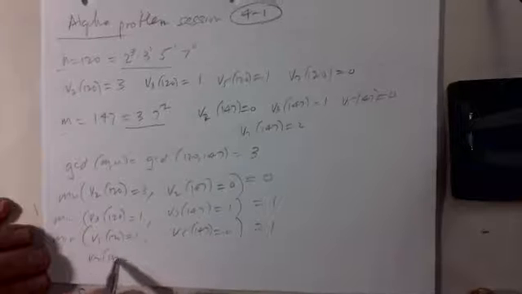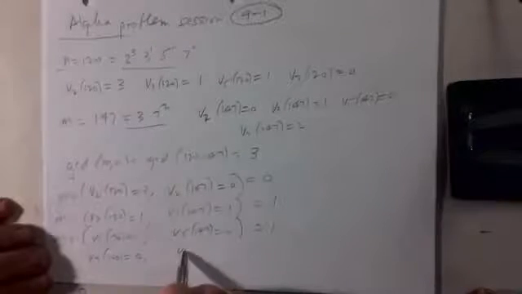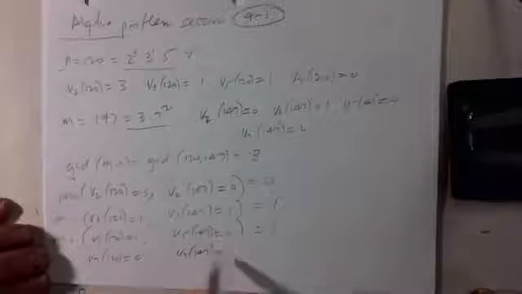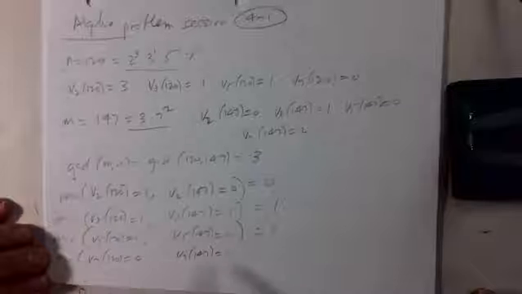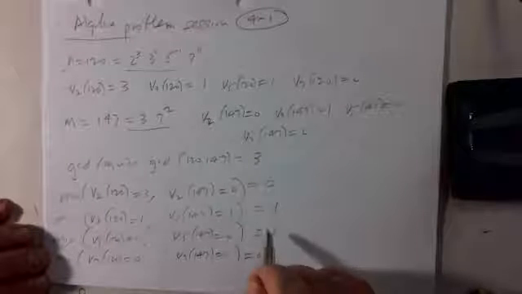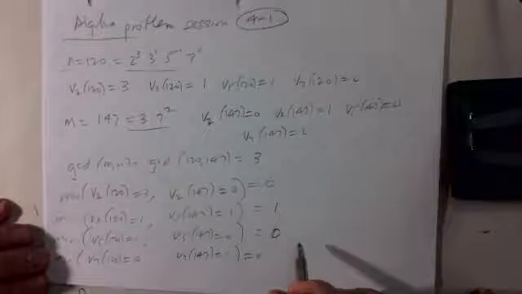And V7 of 120 is 0. V7 of 147 is 1. The minimum of 0 and 1 is 0. Sorry, there should have been a 0 here.